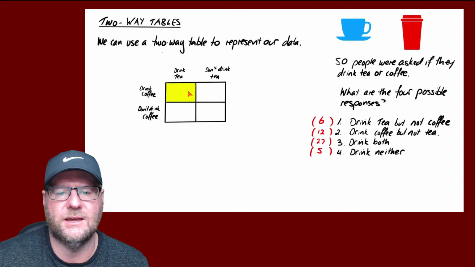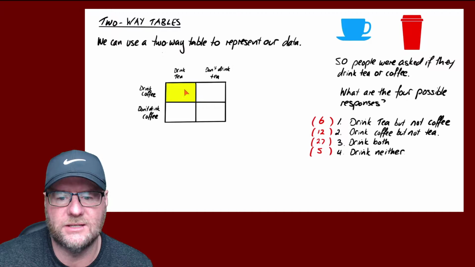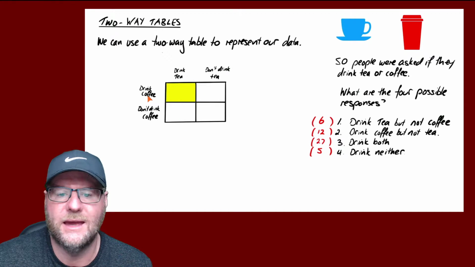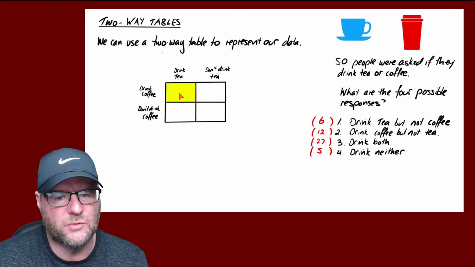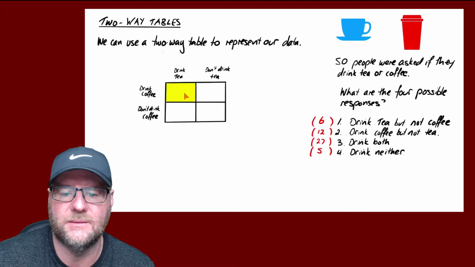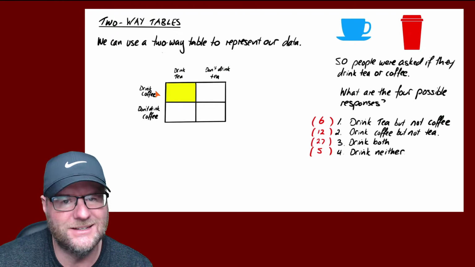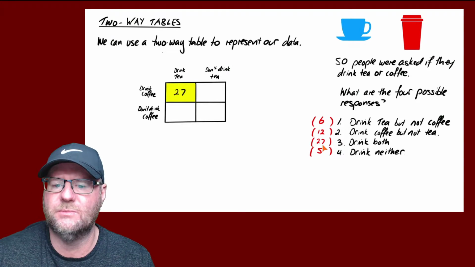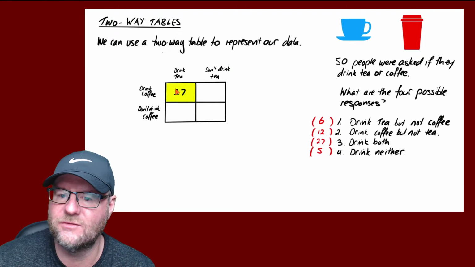This box here, it's the intersection of people who drink coffee and drink tea. Okay, it's in the drink tea column, and it's also in the drink coffee row. So think of a spreadsheet, it's like a cell where these things meet. So let's have a look at our data. How many people drink tea and drink coffee? Well, when I have a look across here at my numbers, I can see 27 people drink both. So these are the people that drink tea and they drink coffee.